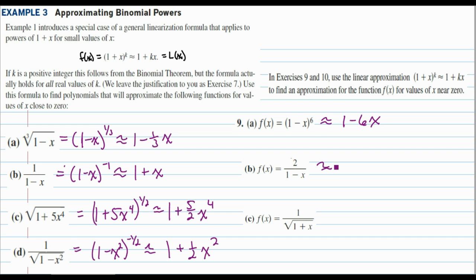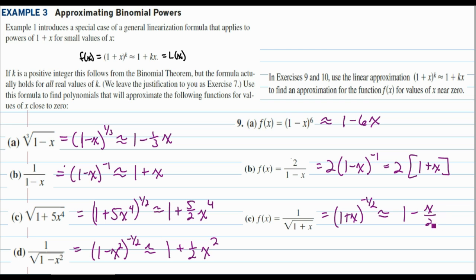Then, let's see, this would be, no, I need to rewrite this first. So this is 2 times 1 minus x to the -1st power. So I'm going to leave the coefficient 2 outside and use 1 now plus x to approximate the values of f of x equals 2 over 1 minus x, which could be 2 plus 2x, same thing. Let's see, this guy, 1 over square root of 1 plus x, so that's 1 plus x being raised to the -1/2 power. That can be approximated by 1 minus x over 2, or 1/2 x.